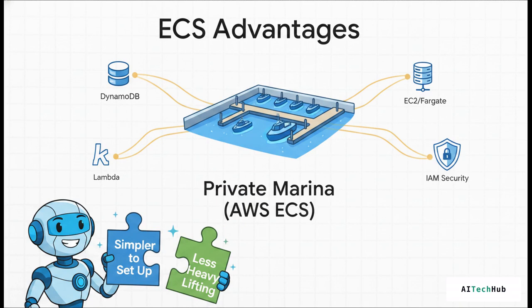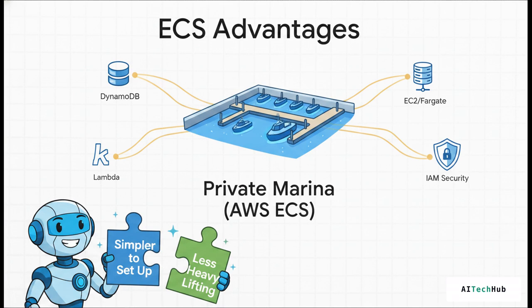Because it's built in-house by Amazon, it integrates natively and flawlessly with everything else in their catalog. You can easily connect your containers to DynamoDB for incredibly fast database access, or even trigger Lambda functions directly from your ECS events. But perhaps the absolute biggest advantage is how it handles compute power, specifically your choice between EC2 and Fargate. Let's break that down.